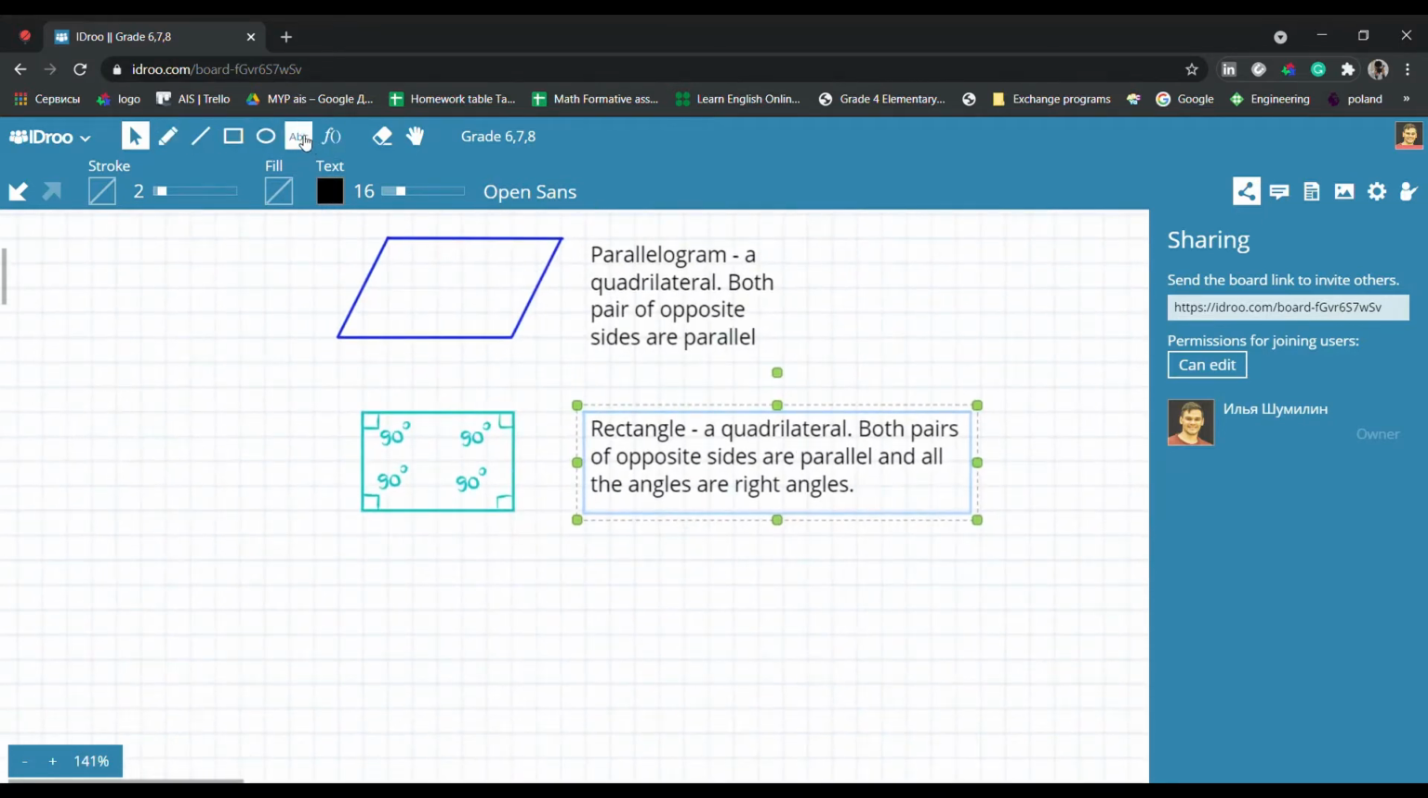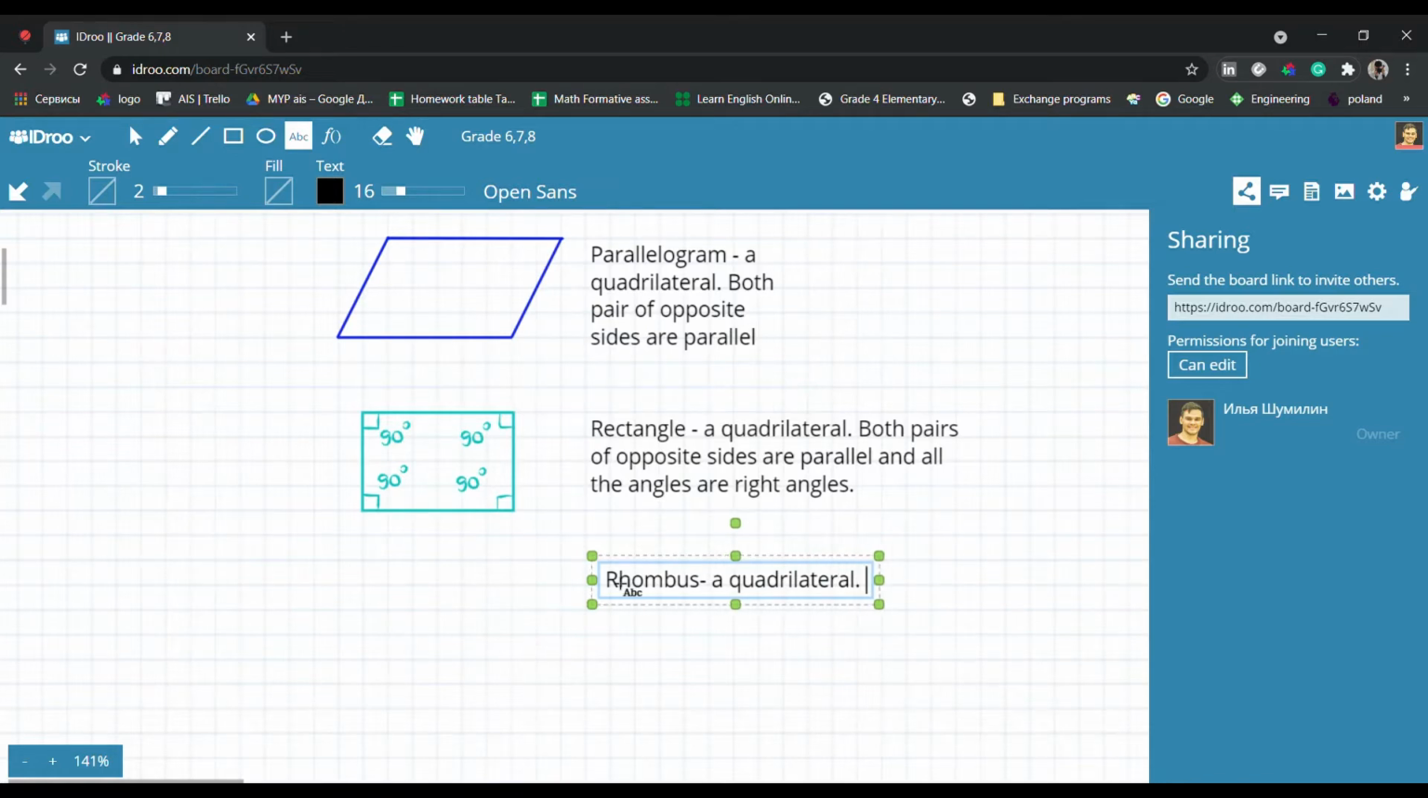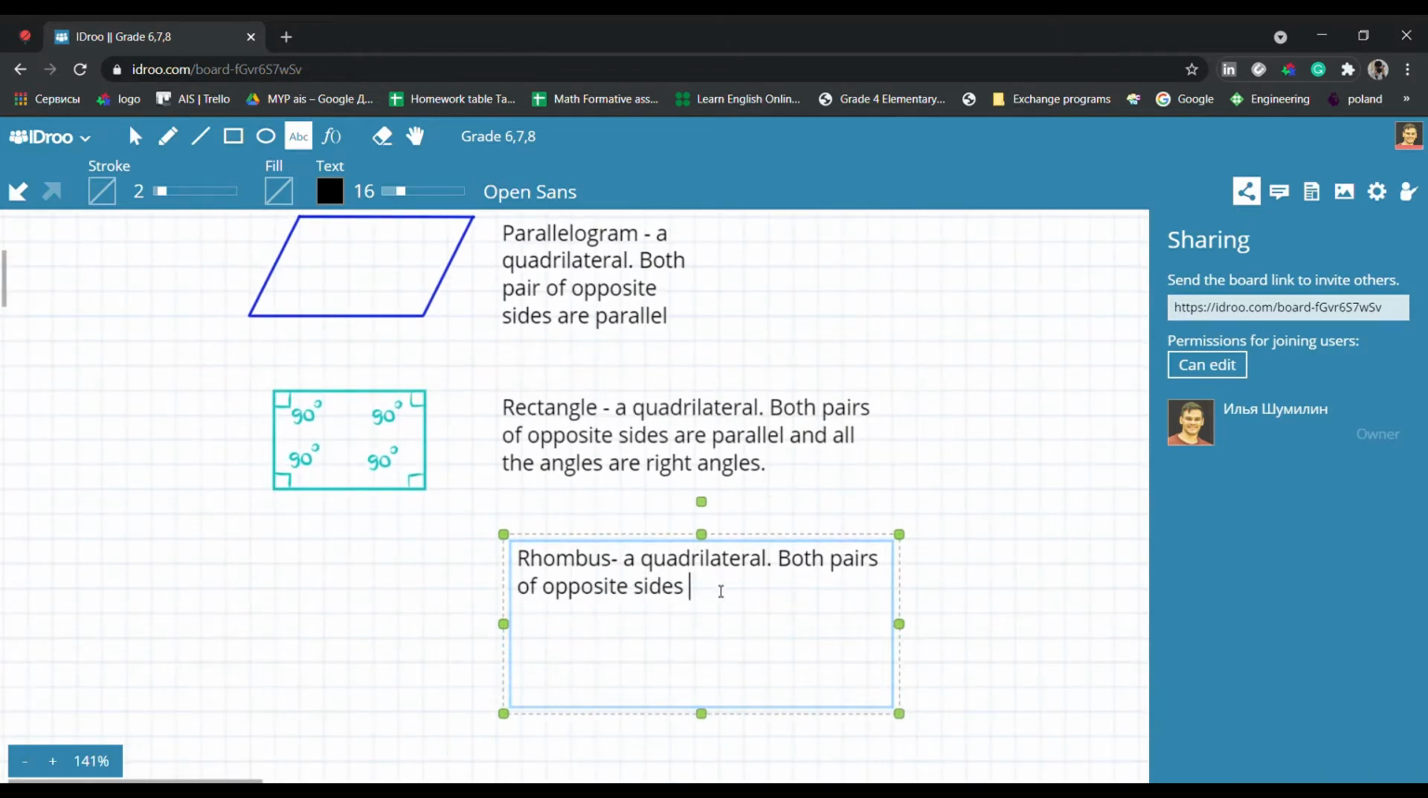All right, the next shape we'll start with the definition, and it's rhombus. Oh, caps lock. Rhombus. First of all, it's a quadrilateral. Don't forget this. Quadrilateral. Both pairs of opposite sides are parallel and all the sides are the same length. That's very important. Rhombus, a quadrilateral. Both pairs of opposite sides are parallel. Let me increase the size of this table. Both pairs of opposite sides are parallel and all the sides are the same length.